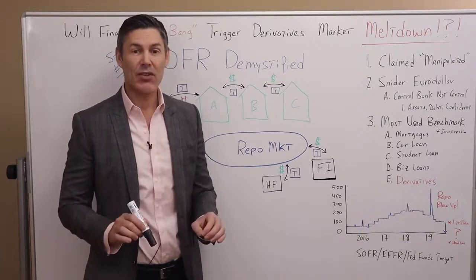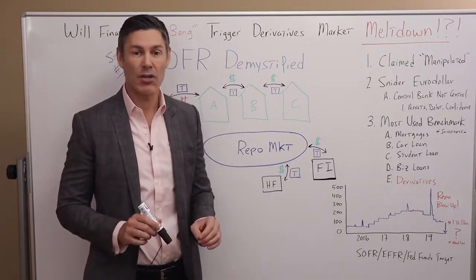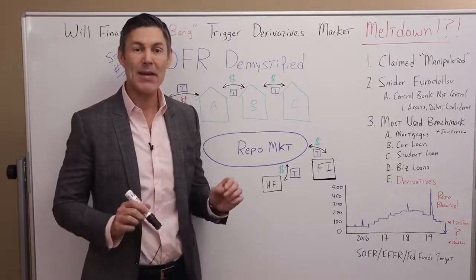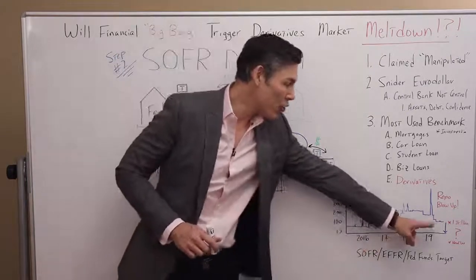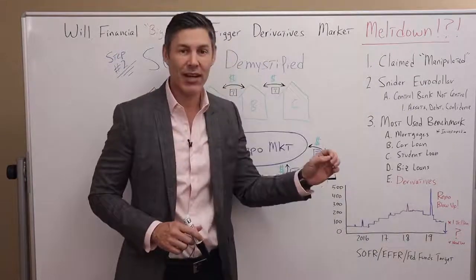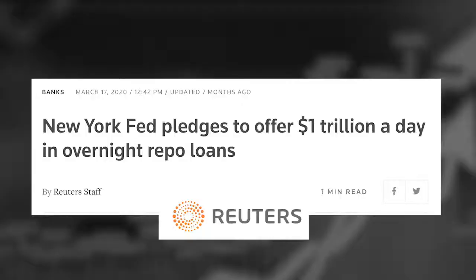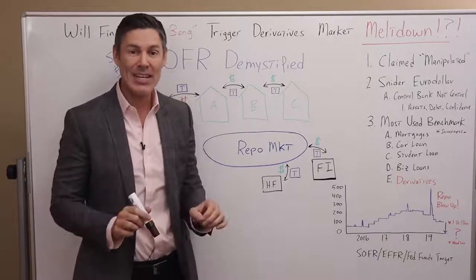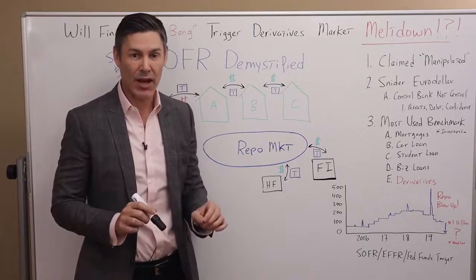And let's not forget, during the coronavirus sickness in March, when the Fed took their rate all the way down to 0, what did they do in the repo market? They committed to doing $1 trillion a day. $1 trillion a day in the repo market. Now, they didn't actually do that many transactions, but they committed to doing that many transactions.